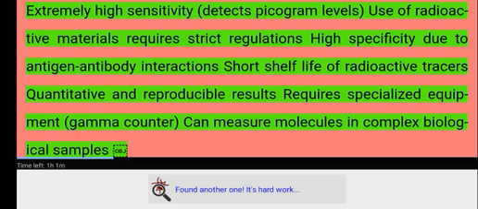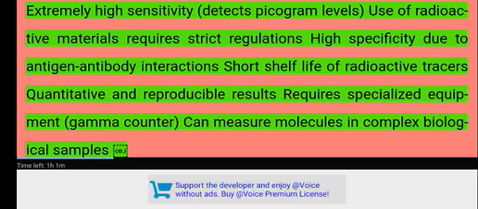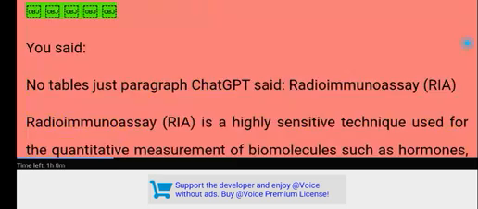Extremely high sensitivity, detects picogram levels. Use of radioactive materials requires strict regulations. High specificity due to antigen-antibody interactions. Short shelf life of radioactive tracers. Quantitative and reproducible results. Requires specialized equipment. Gamma counter can measure molecules in complex biological samples.